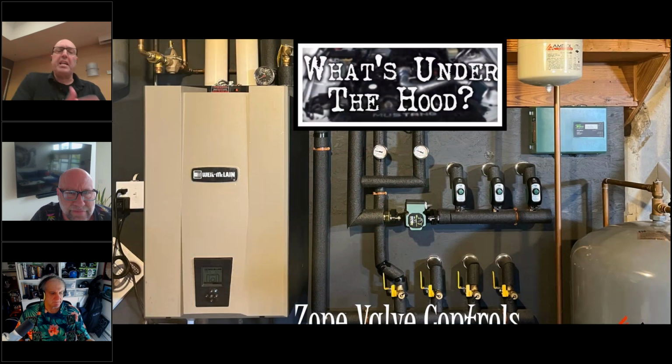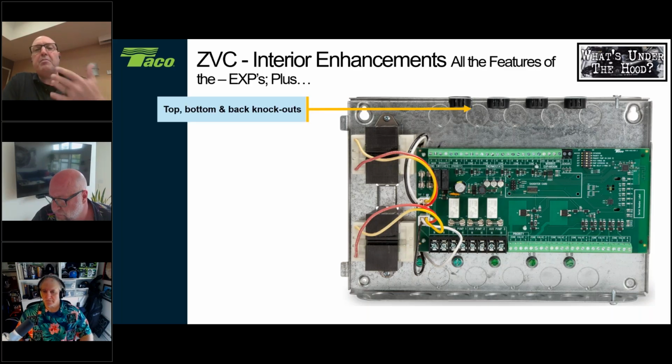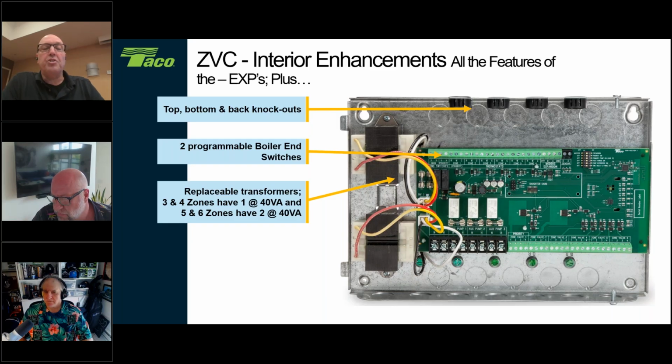Let's take a look at the zone valve control. This one's a little bit different, obviously. As we take a look at the ZVC board, we're going to see the same things as the EXPs, and you may see the same things as the SRs, like we have those back knockouts. Again, we have the same programmable boiler end switches. Here, we have 40 VA transformers, so the 3 and 4 zone models are going to have 140 VA.